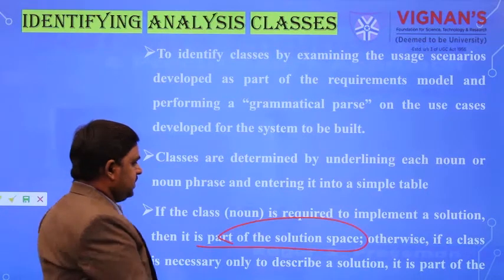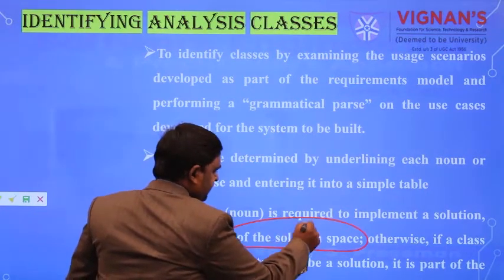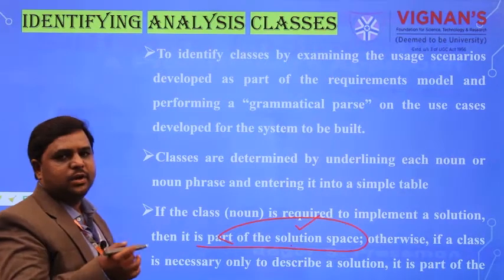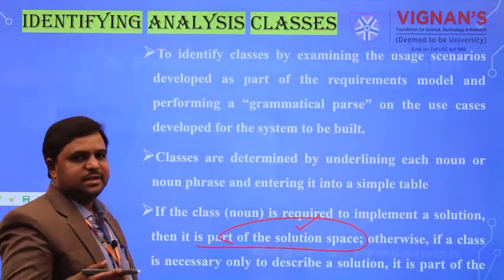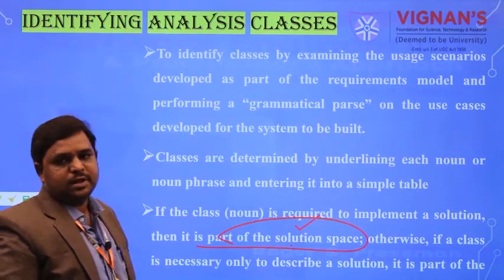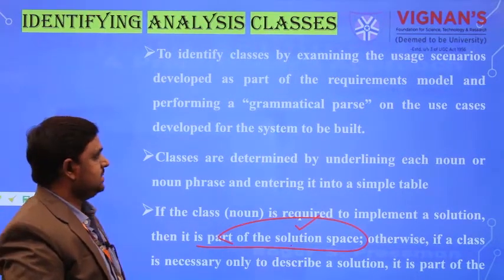If the class noun is required to implement a solution, then it is a part of solution space. Otherwise, if a class is necessary only to describe a solution, then it is a part of only problem space. We are going to follow this in identifying the analysis classes.